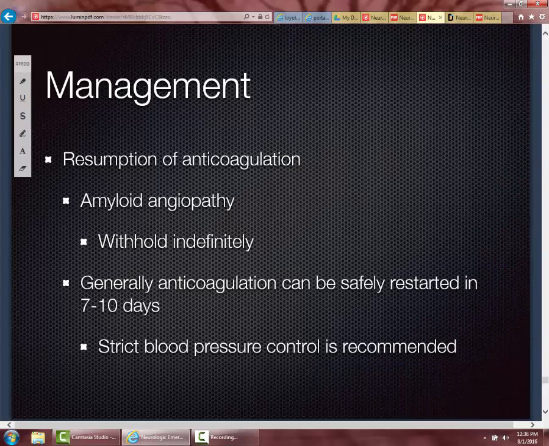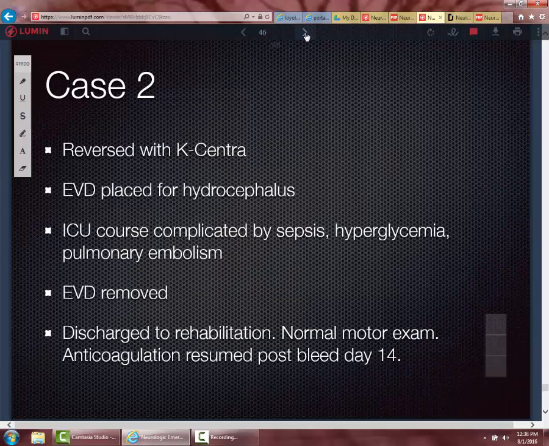Otherwise, in patients with especially deep hematomas that are more likely related to chronic hypertension, as long as they have strict blood pressure control, you can safely restart anticoagulation in 7 to 10 days. Especially in high-risk patients, you want to be aggressive about starting anticoagulation. So if they have a bare metal valve, your threshold to start anticoagulation should be very low if they have a stable CT after 7 days.